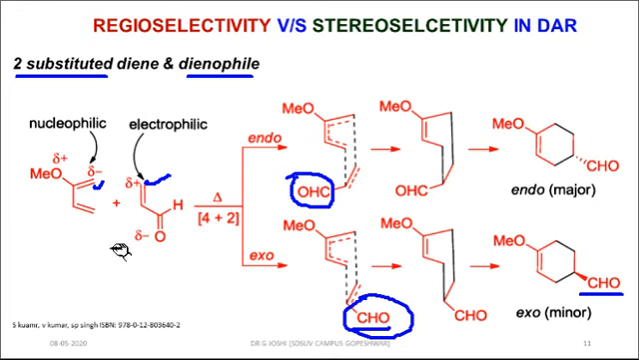So based on the orientation as well as the electronic effect, we can say that based on the regiochemistry of this Diels-Alder reaction, we can also predict the stereochemistry of the product, whether the substituents will be above the plane, or cis, or below the plane, or trans, depending on the stereochemistry of the transition state.